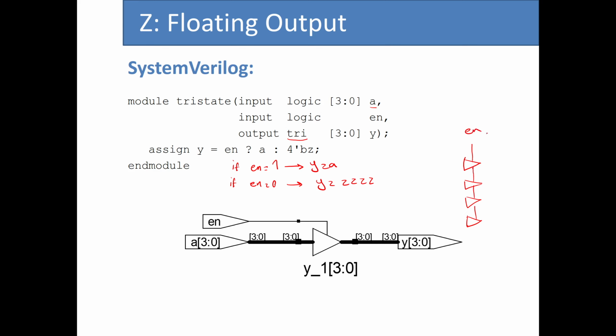So this is enable, and then we have the output y to look like y3, y2, y1, and y0, and then the inputs are a3, a2, a1, and a0. So as you can see, by using the ternary operator and defining this output as a tri-state output, you can either assign it a variable or a logic variable, because A is logic, or you can assign it high Z.